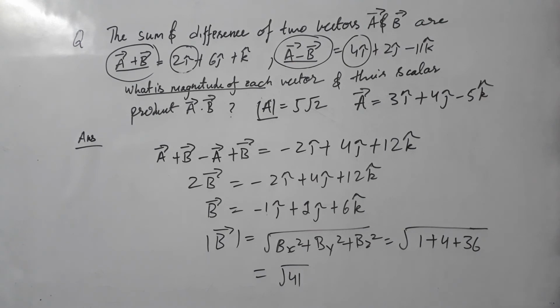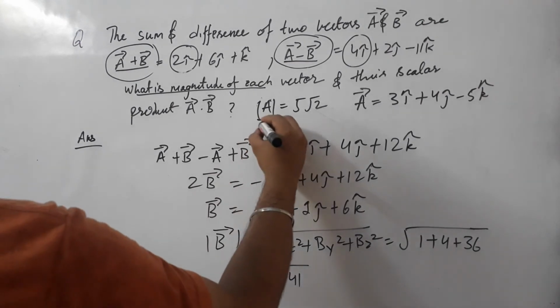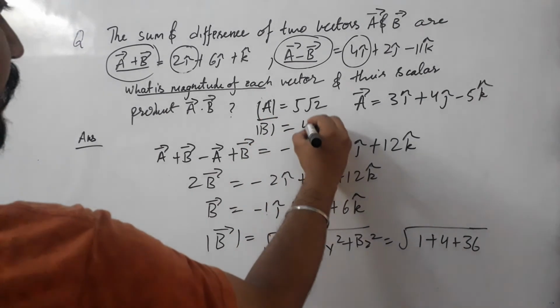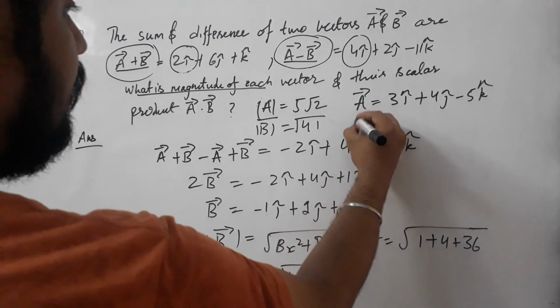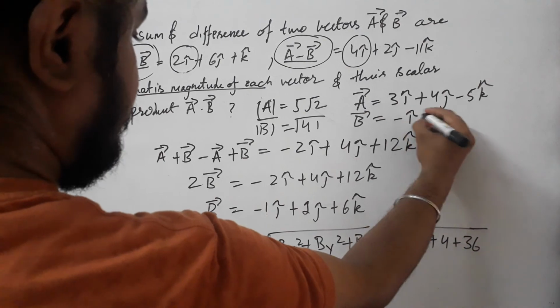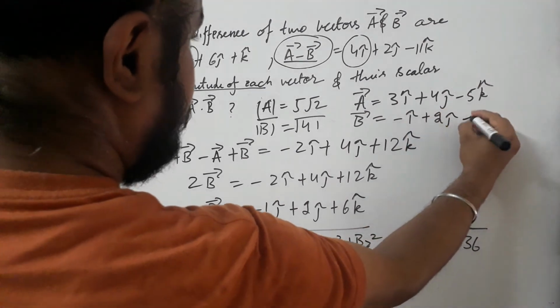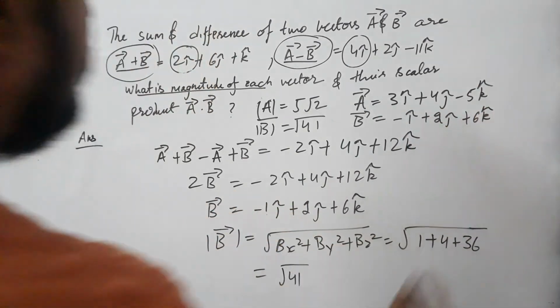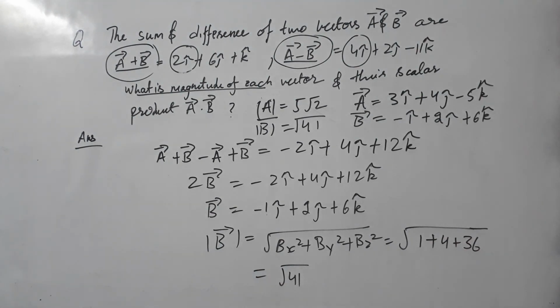So the value of the b vector will be over here. The b magnitude is under root of 41, or the b vector is equal to minus i cap plus 2 j cap plus 6 k cap. And after that we will be finding out the scalar product now.